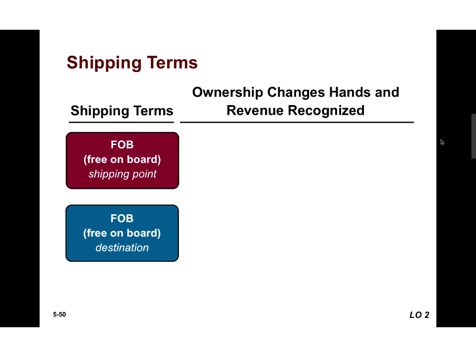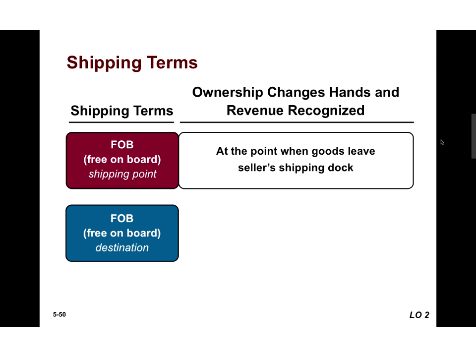The first term is FOB shipping point. FOB stands for free on board. You're just going to see FOB shipping point; you won't see it spelled out normally. So FOB shipping point means that we, being the seller, recognize revenue when the goods leave the seller's shipping dock.